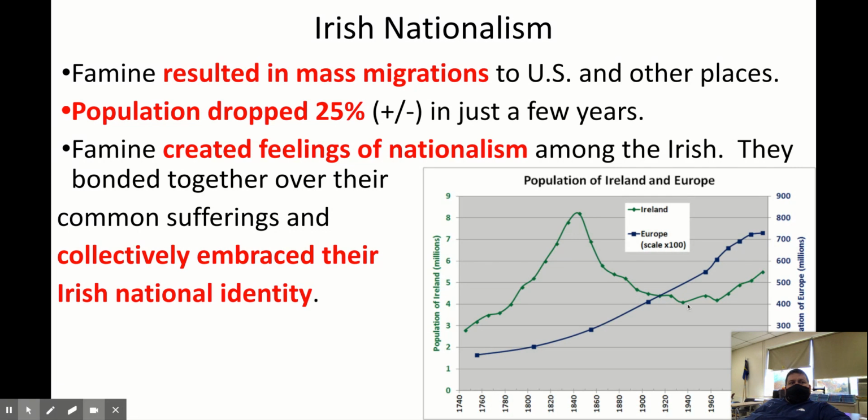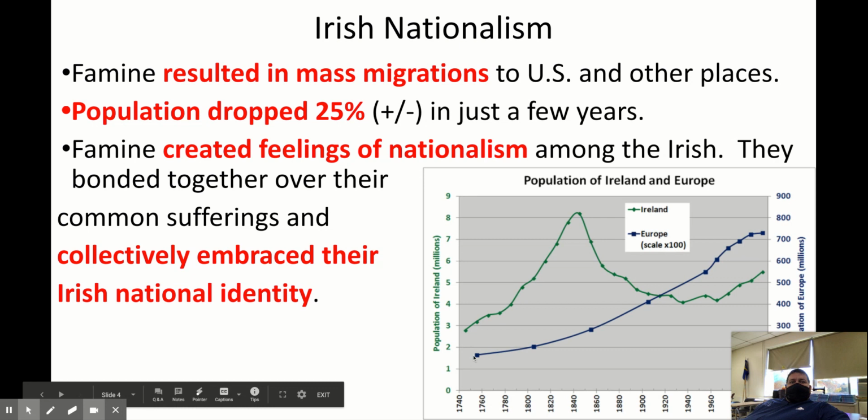Long story short, we hit rock bottom, 1930 or so, is the low point of the graph here. So we went from over 8 million to about 4 million in 90 years. So the population of Ireland was literally divided in half. If that happened here in America, that would be like 170 million people leaving. That is a serious exodus of the highest order. Okay. And all of these people are leaving for America, a lot of them, and other places. And this creates this intense feeling of nationalism.